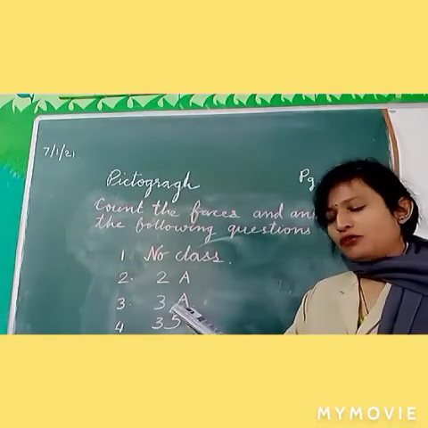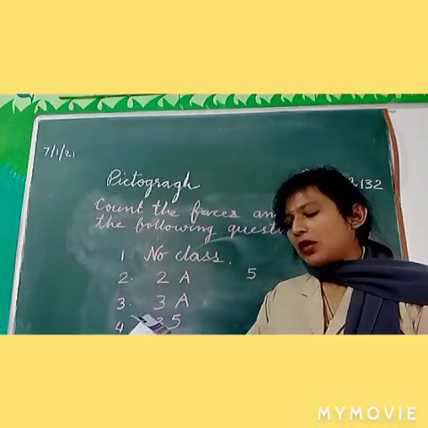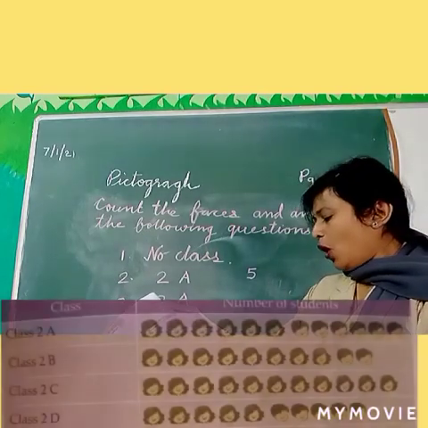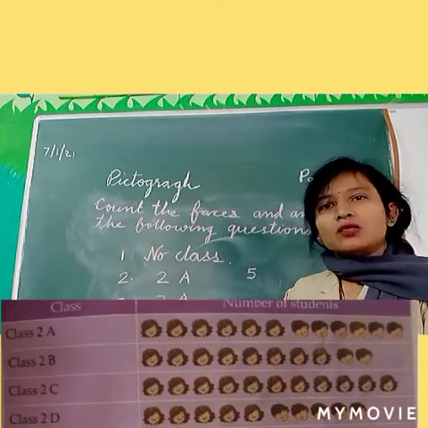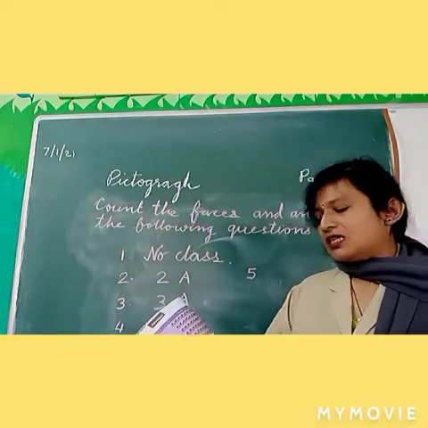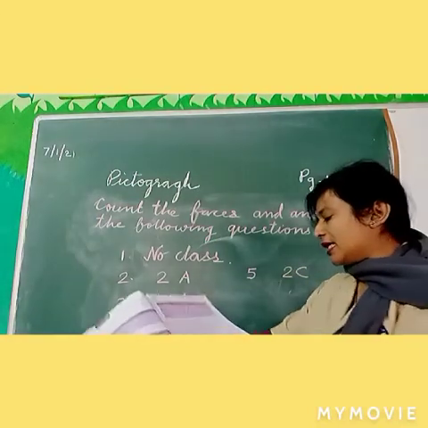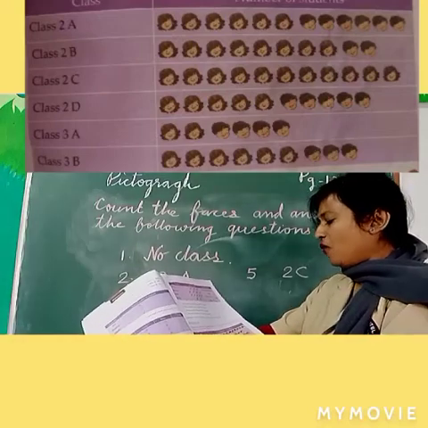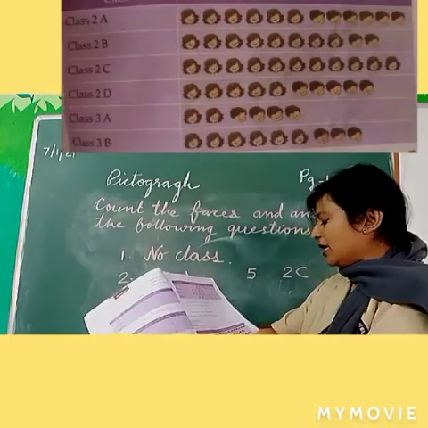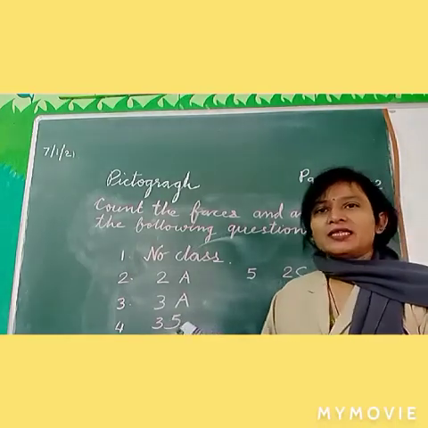Now come to the fifth question. From which class are the maximum number of girls participating? Oh, in second C there are no boys, only girls. So you can see that second C will be the answer. Let us count how many girls are there in second C. 1, 2, 3, 4, 5, 6, 7, 8, 9, 10, 11. 11 girls are there. So the answer will be second C.